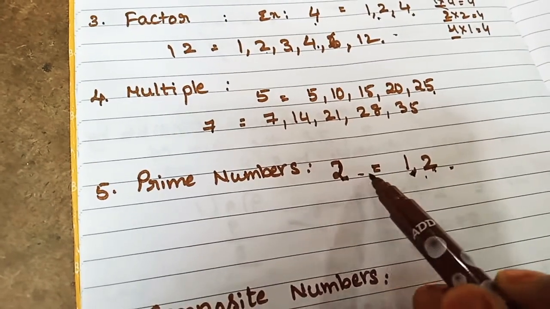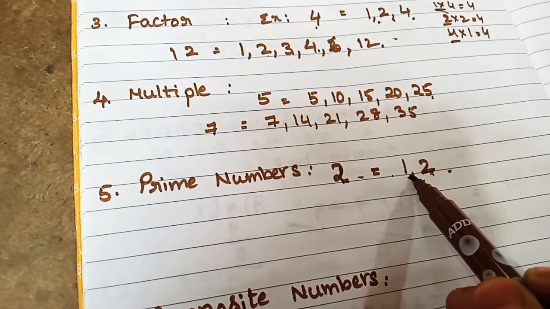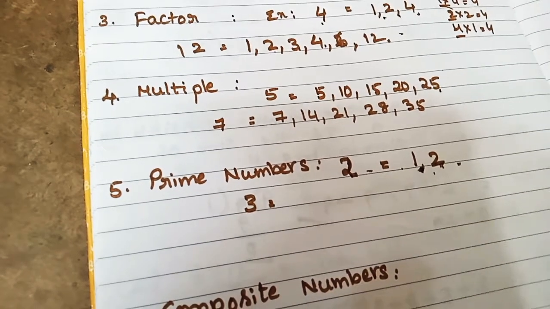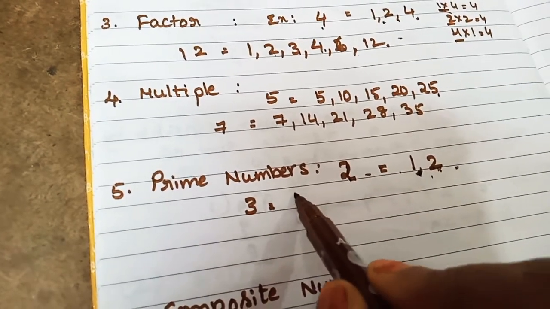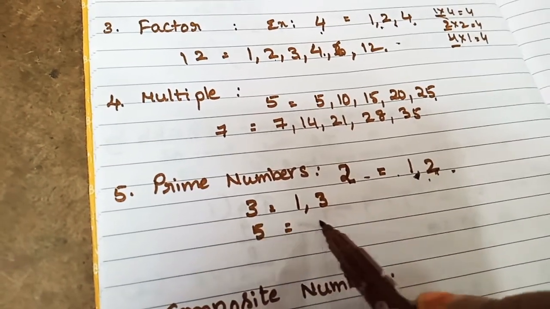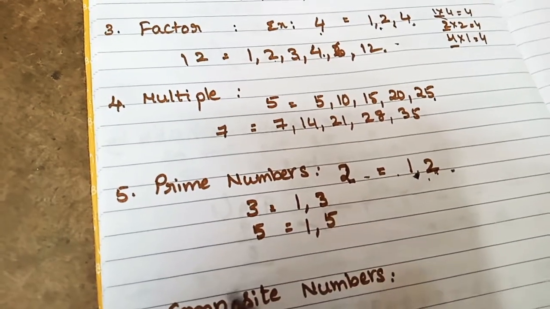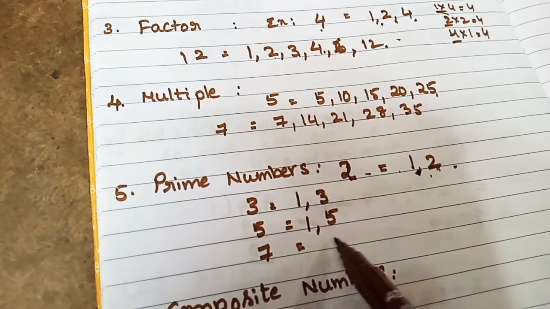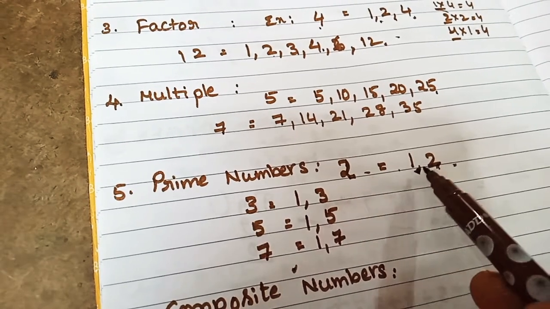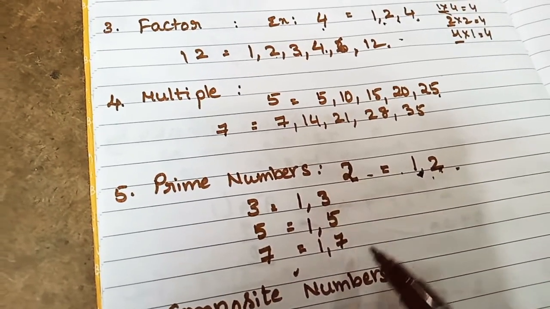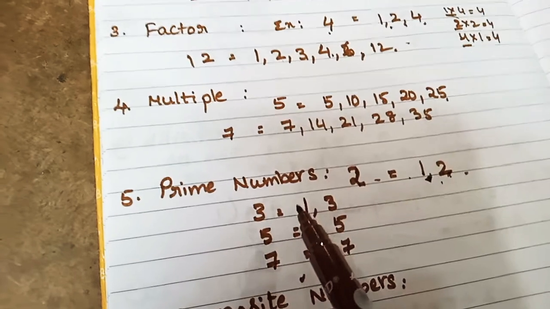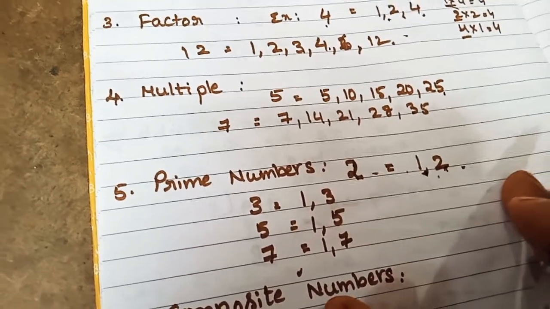Here I am giving the example of 2. It comes in the 1 table and the 2 table. Another example, 3. In how many tables does 3 come? In the 1 table and the 3 table. Another example, 5. It comes in the 1 table and the 5 table. Where will 7 come? In the 1 table and the 7 table. When you observe, these numbers have only 2 factors: 1 and the number itself. Those numbers are called prime numbers.